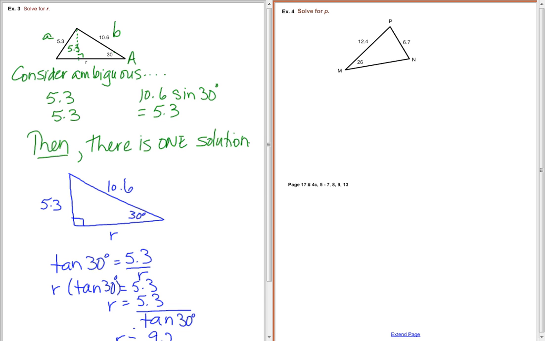Let's solve for side P. So I need to consider whether I would use sine law for this problem, and I would, because I have a side and angle opposite complete, so that's when we use the sine law. And I need to consider whether the ambiguous case could hold here, and it would because I have two sides and a non-contained angle. The angle between them isn't what I have, so I need to consider the ambiguous case.